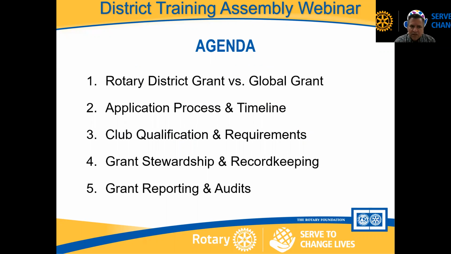So briefly, the agenda today, we're going to talk a little bit about what the difference between a district grant and a global grant is, the application process and timeline, what each club has to do to become qualified to apply for a district grant, and what those requirements are. A little bit about stewardship and record keeping, because that is important. And then how to report on your grant and what would happen should you be audited on the grant. So that's the agenda today.